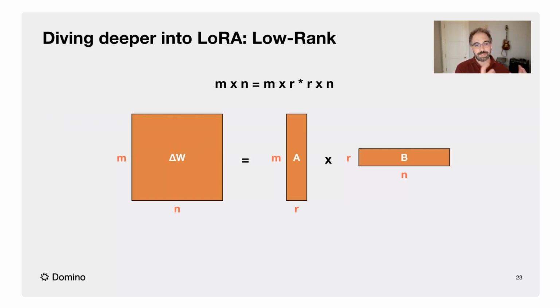Here you could see if the set of weights is an m by n matrix, we can multiply two smaller matrices, and an m by r and an r by n matrix multiplied together will give you another m by n matrix out. But the actual sum of parameters in matrix A and matrix B is substantially smaller than the amount of parameters in delta W. And that difference becomes even larger the smaller that r gets, right? So if you have just a column for A and a row for B, it's m plus n instead of m times n.